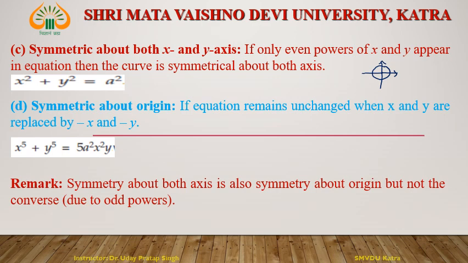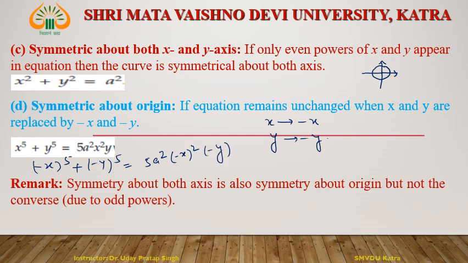Now, symmetry about the origin. If the equation of the curve remains unchanged when we replace x by minus x and y by minus y. See here, minus x to the power 5, minus y to the power 5, 5a square, minus x square into minus y. Solve this equation. This is nothing but the same equation. Then this type of curve is known as symmetric about the origin.